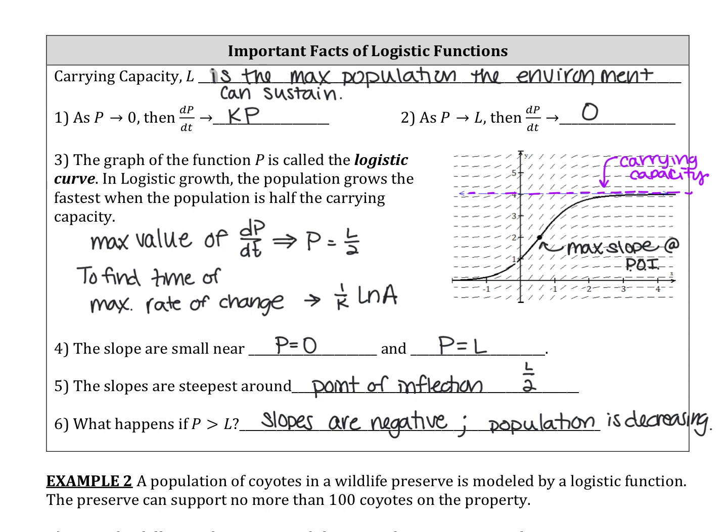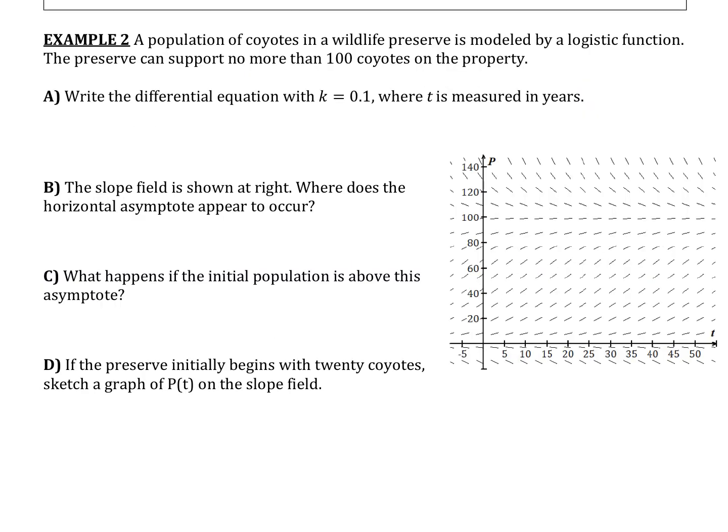Okay, so let's look at an example of this. What might this look like on a problem? A population of coyotes in a wildlife preserve is modeled by a logistic function. The preserve can support no more than 100 coyotes on the property. Write the differential equation with k equals 0.1, where t is measured in years.